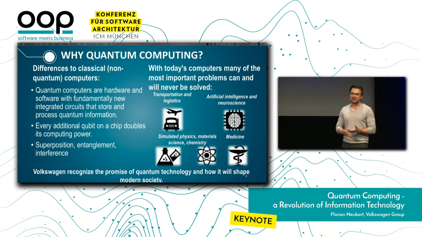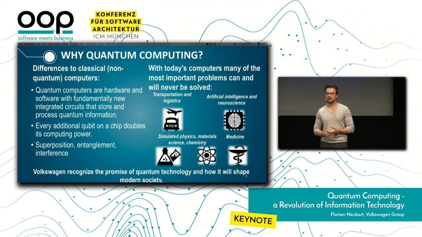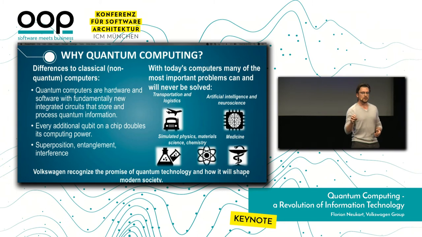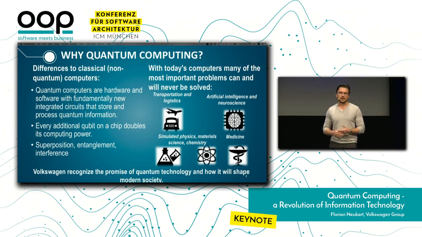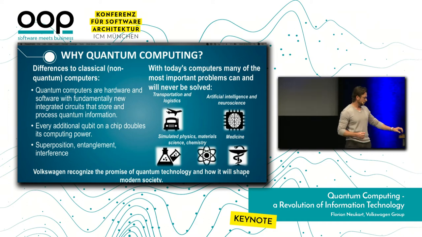Then simulated physics and material science. Anytime you want to simulate atoms, anytime you want to simulate molecules and get a better understanding of material properties, then quantum computing could be interesting. And in medicine, because it's very similar, right? What you want to understand is how certain drugs act on your body, act on molecules or protein chains. That's also something you could simulate with a quantum machine.